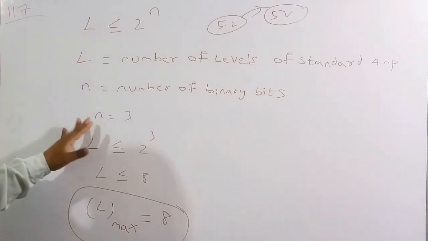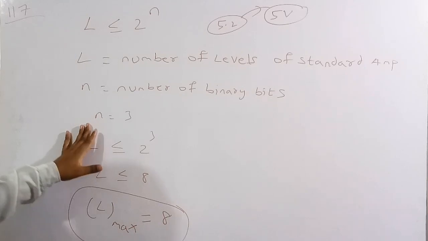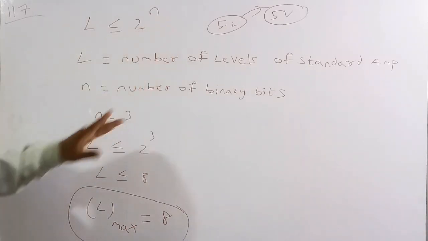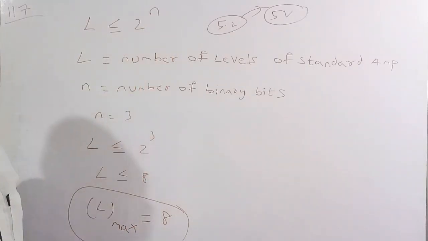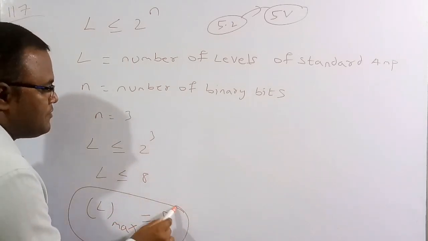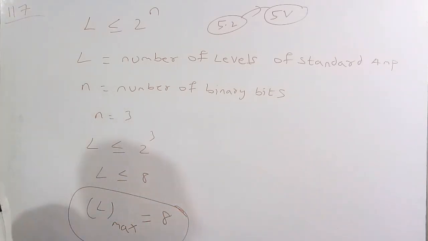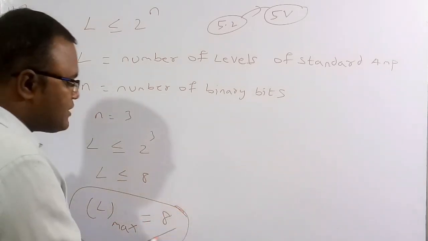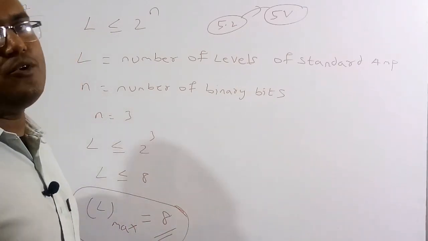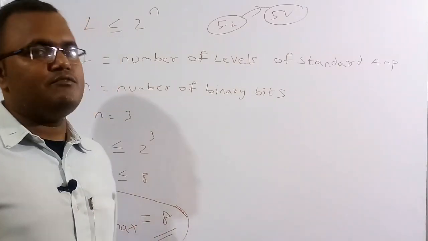Here in the question they have given n is equal to 3. So if you substitute n is equal to 3, L is less than or equal to 2 to the power of 3, so 2 to the power of 3 is 8. The maximum levels you can keep with the help of these 3 bits is 8. Only 8 standard amplitude levels you can keep in the PCM. So 8 is the correct solution of this question.